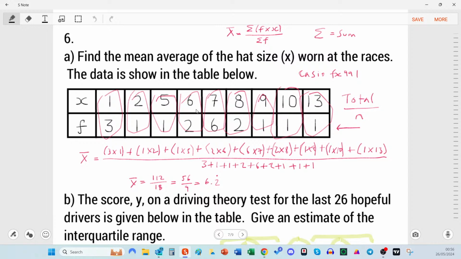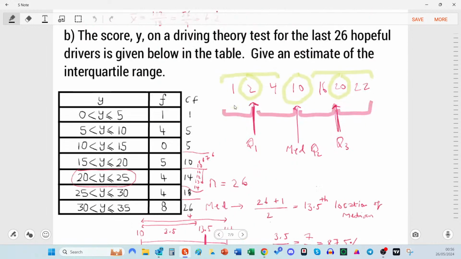This is an exact number because you know the exact numbers. This down here is an estimate because it's a range. We don't know where they are.